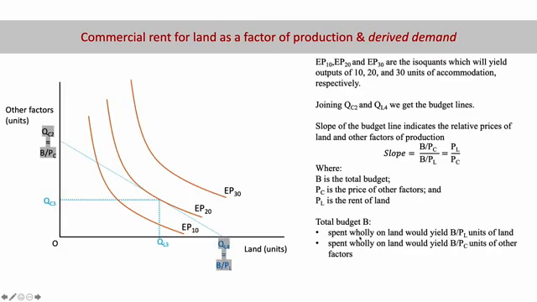As we move outward, the isoquants improve. By moving outward, we are saying that by combining other factors and land, we are generating 30 units on EP30, 20 units on EP20, and 10 units on EP10. So as we move inward, closer to the origin, the output reduces.